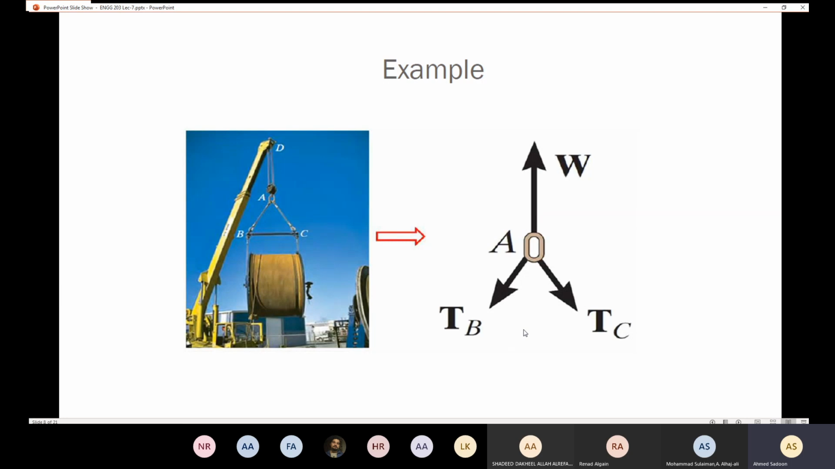So in order to draw the free body diagram, I need to draw the outline shape. This one is the outline shape. Then I need to show all the known and unknown forces. And then I need to label the forces. I need to give each a letter to know what you are dealing with.